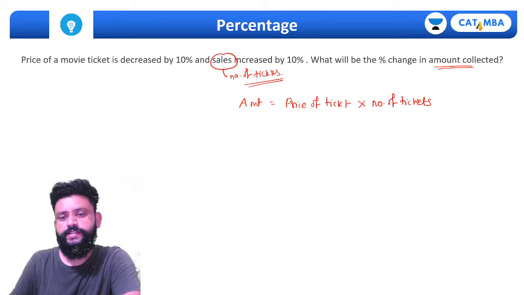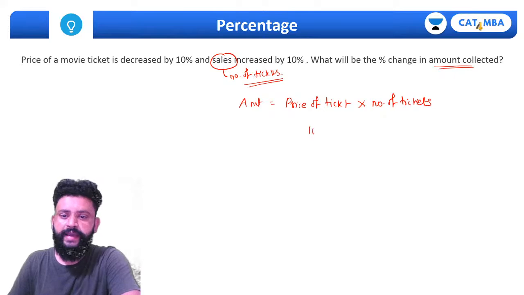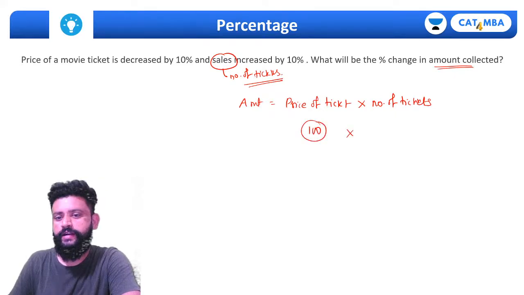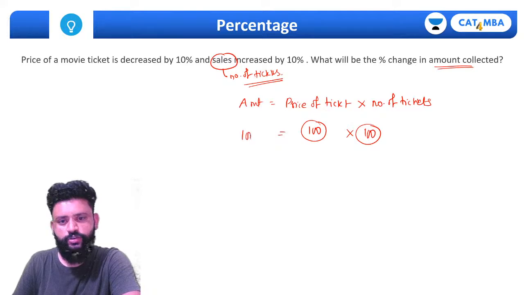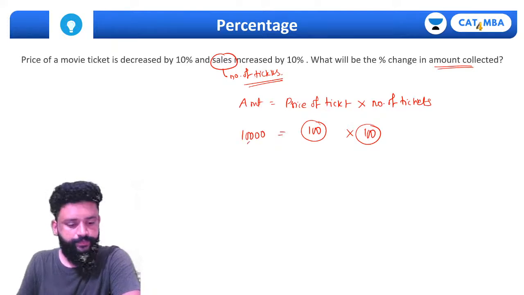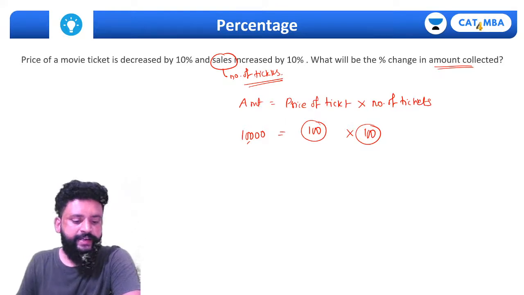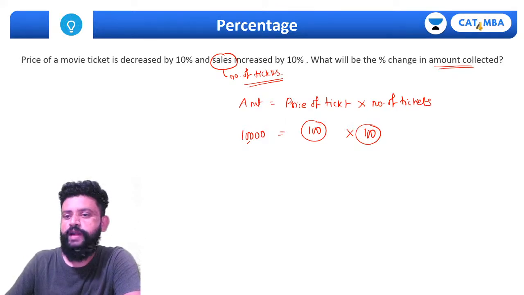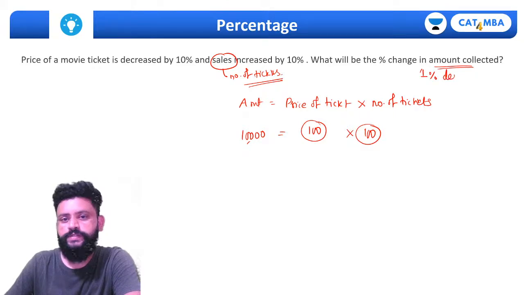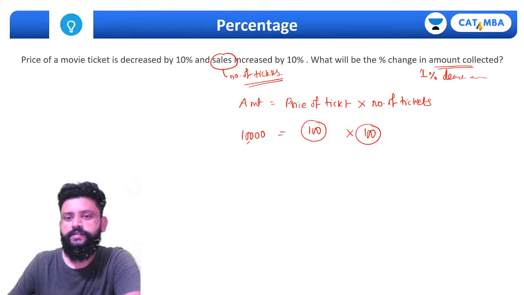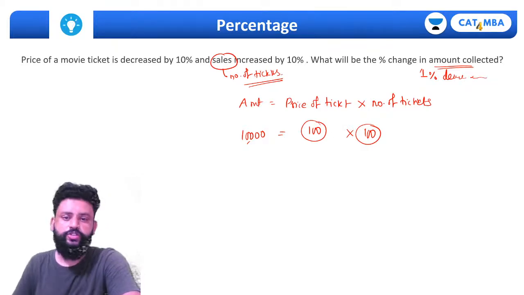So हम क्या assume कर सकते हैं? Listen, अगर मैं price 100 लेता हूँ and number of tickets भी 100 लेता हूँ, then amount collected is going to be 10,000. Yes, that's right, Satyaprakash. It is 1% decrease, right? So I'll tell you a few methods to solve this.